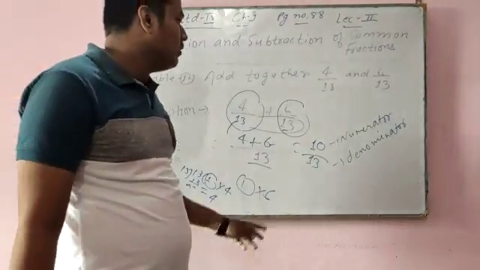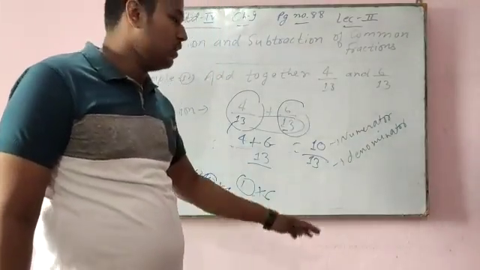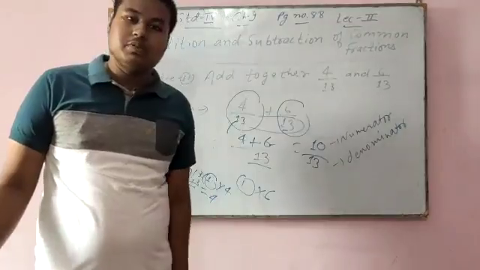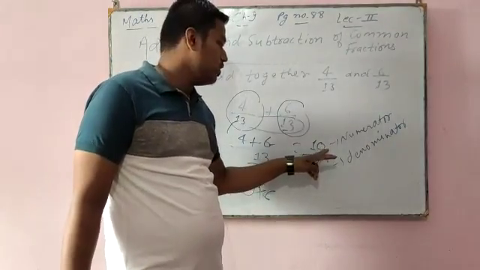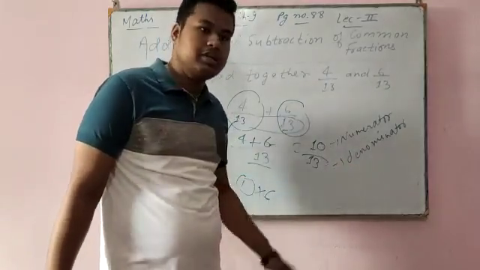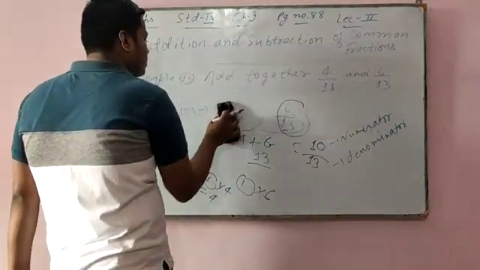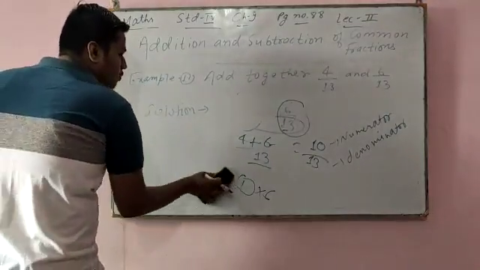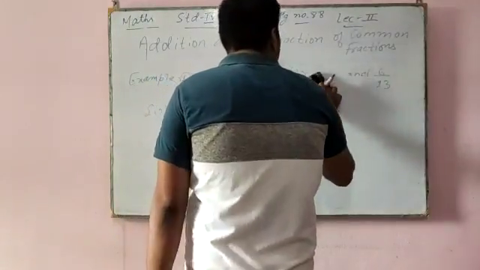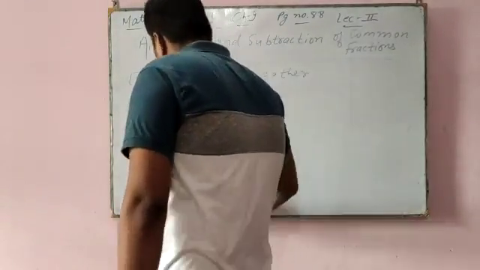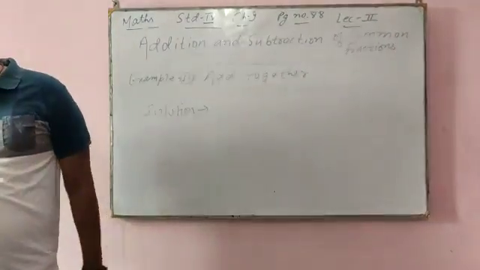One thing: whenever you find the numerator is smaller than the denominator, we cannot change it into a mixed fraction. When the numerator is greater than the denominator, then we can change it into a mixed fraction. So this number we cannot change into a mixed fraction.